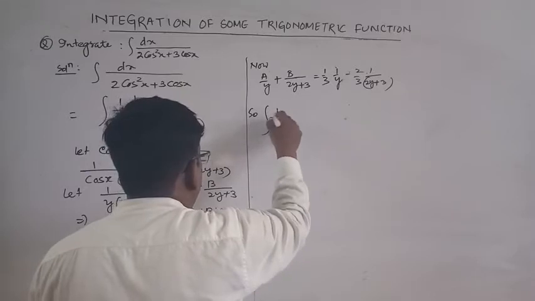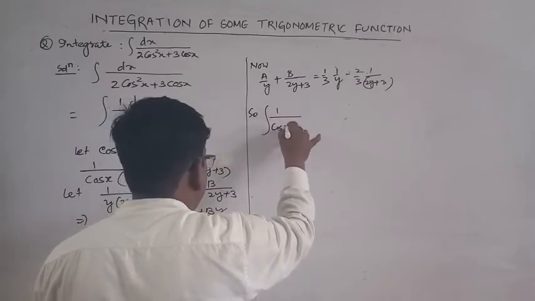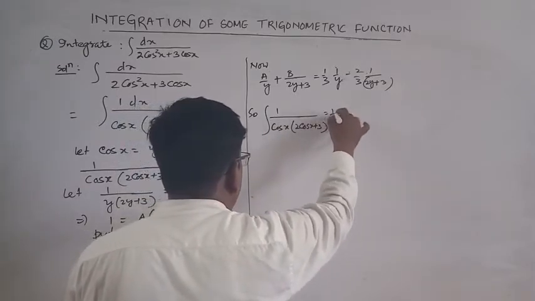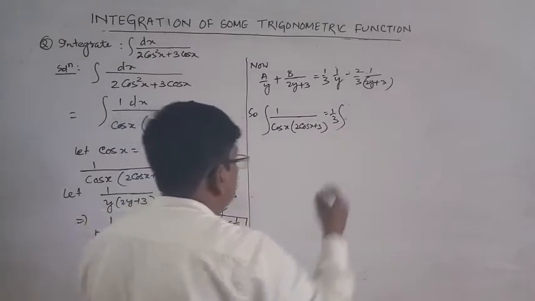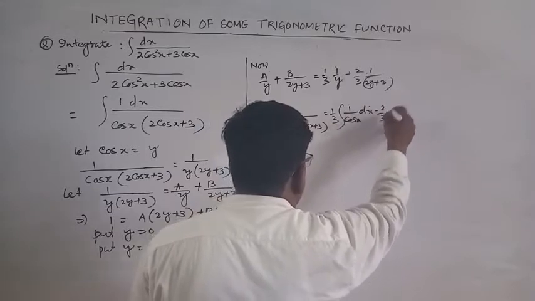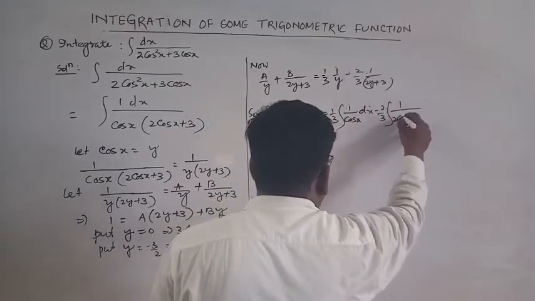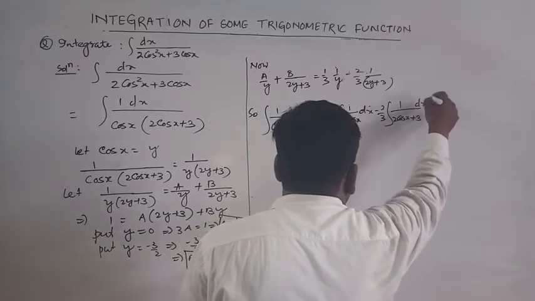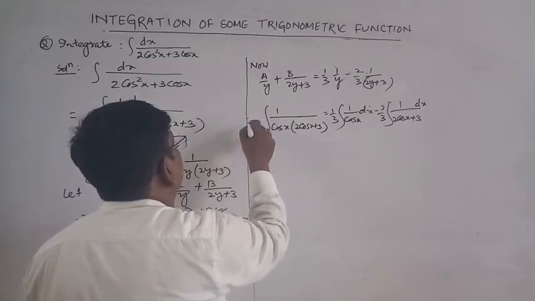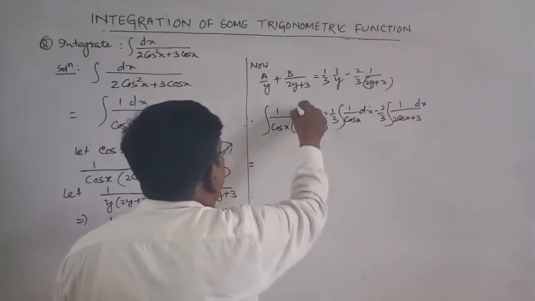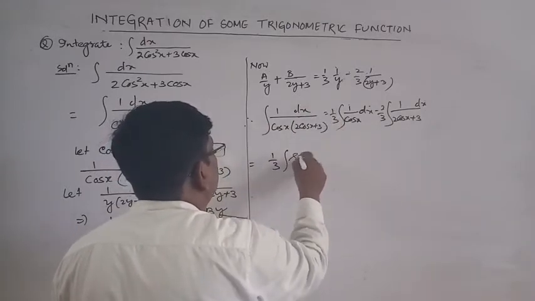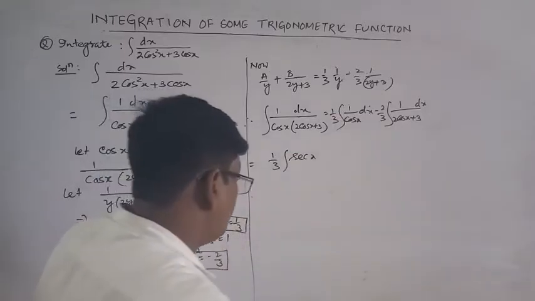So the integration of 1 by cos x into 2 cos x plus 3 is equal to 1 by 3 into 1 by cos x dx minus 2 by 3 into 1 by 2 cos x plus 3 into dx. So that is equal to 1 by 3 into 1 by cos x, which means sec x, and minus 2 by 3.